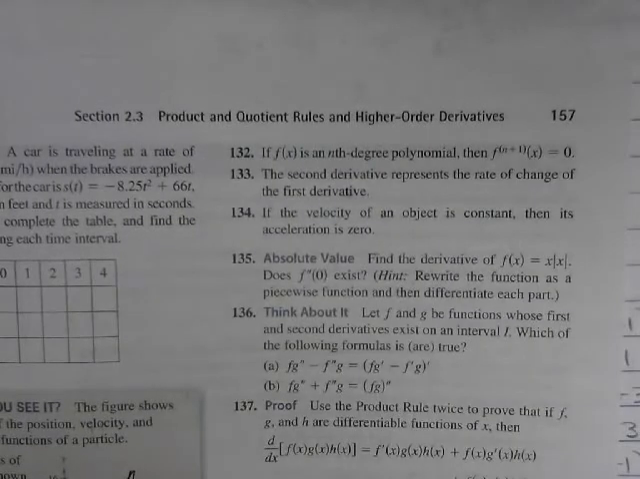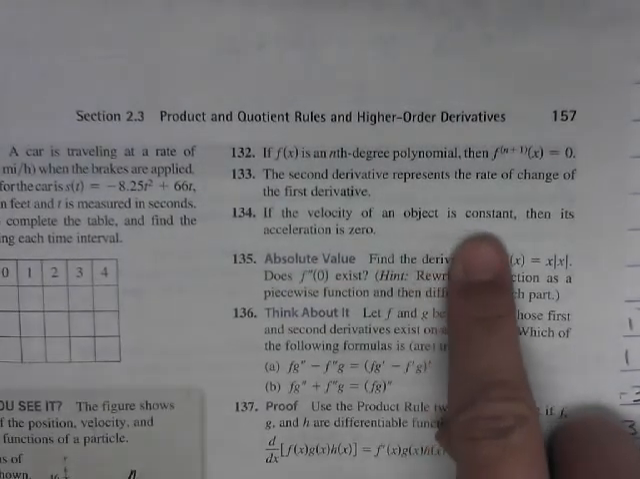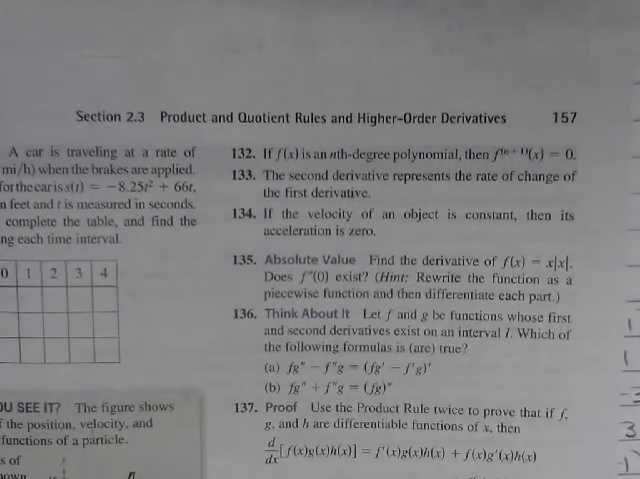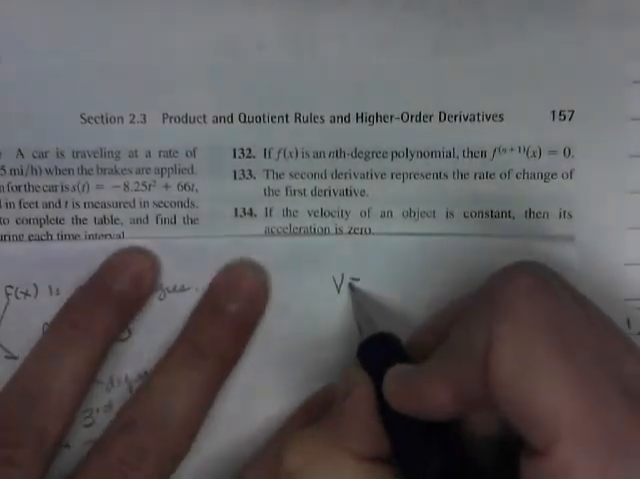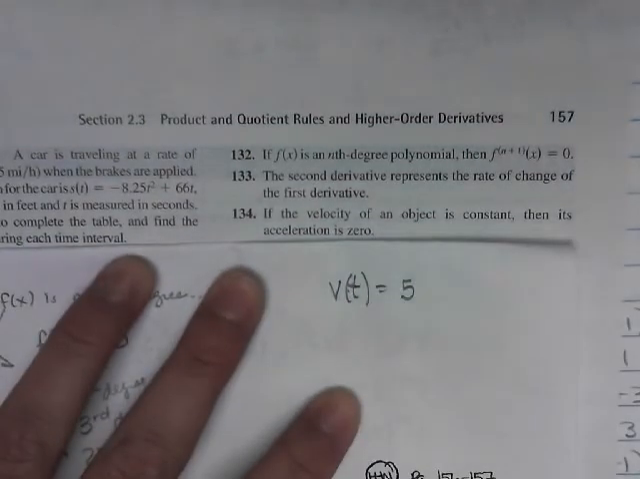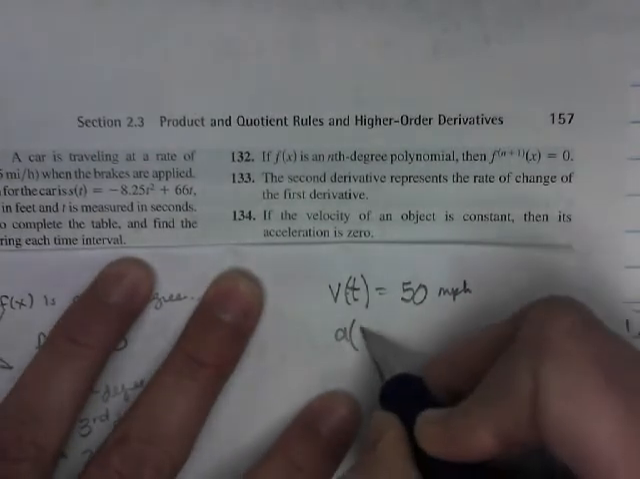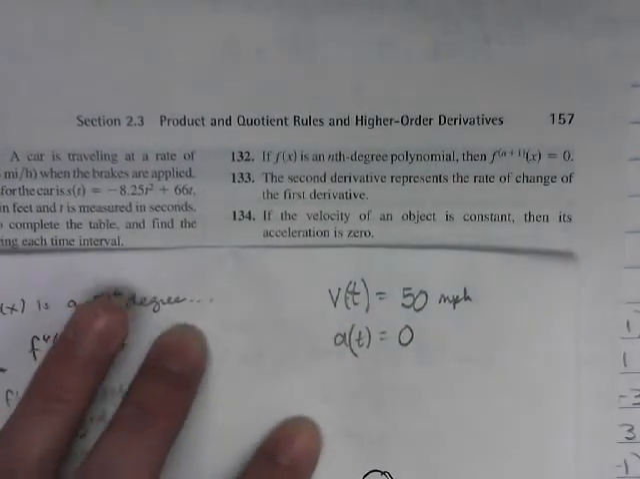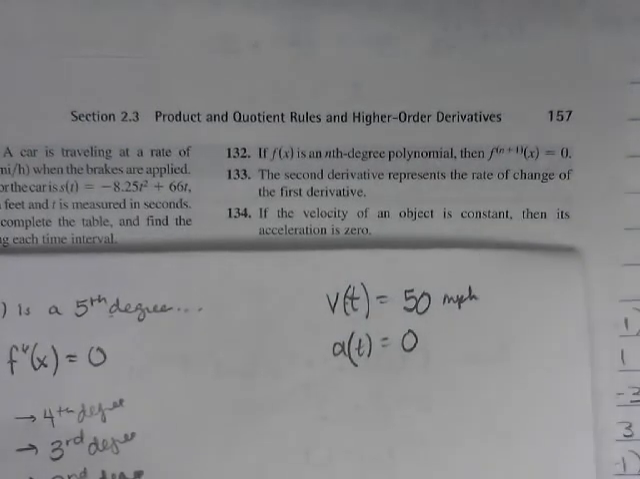And then lastly, 134, if the velocity of an object is constant, then its acceleration is 0. And again, velocity is a constant number. Velocity at some t is, let's say, 50 miles per hour kind of thing. Then the acceleration, of course, is 0. Because if you're going at constant velocity, you're not accelerating. So that is true as well.